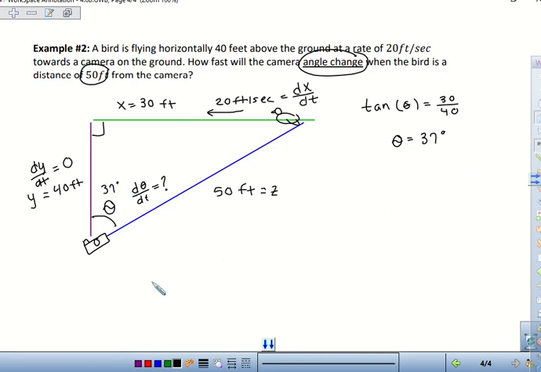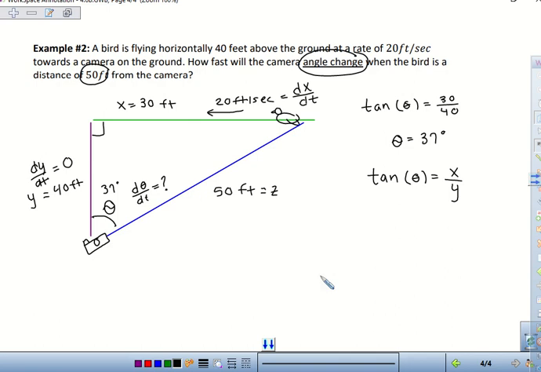So now we're ready to set up something to find the rate of change, d theta/dt. Now, if I set up the Pythagorean theorem, is that going to help me find the rate of change of the angle? No, because it doesn't involve angles at all. So what we can do instead is we know that tan of theta is equal to opposite, which is x, over adjacent, which is y. This formula will give me the comparison between the angle and the rate of change.